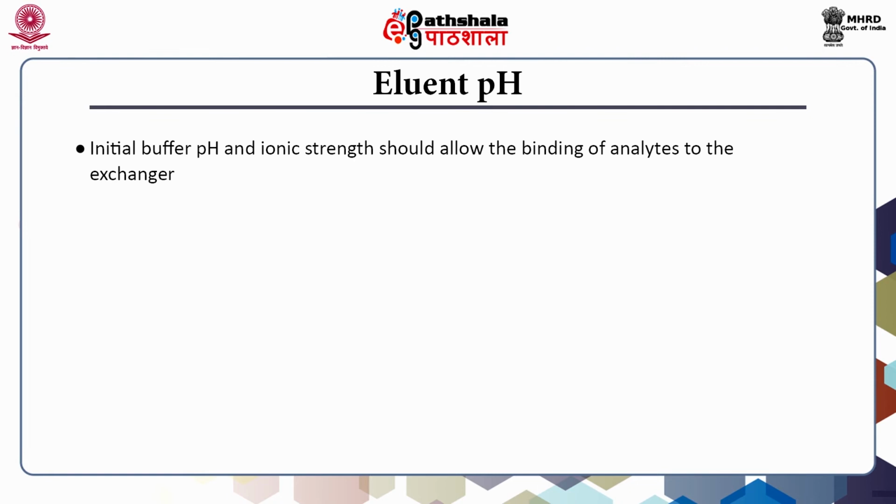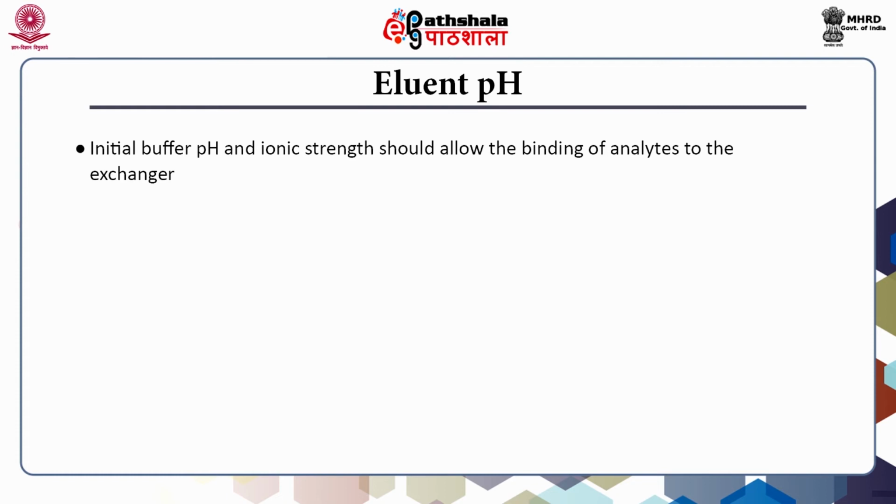The initial buffer pH and ionic strength should allow the binding of analyte to the exchanger. Whenever we are starting our experiment, the pH of the sample should be such that it will promote the binding of analytes to the exchanger. Similarly, the ionic strength is also important in this particular sample buffer. Why? The specific ionic strength only promotes the binding of analytes to the exchanger.